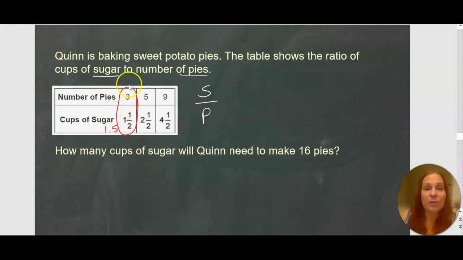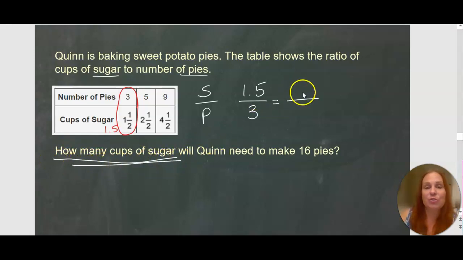Okay, so the value that I was given is 3 pies, so that's going to go on the bottom, is 1.5 cups of sugar. That seems like a really small amount for 3 pies, but we'll just go with it. And 1.5 is going to go on top because that's where I put sugar. In my other ratio, I want to know how many cups of sugar, right? So sugar is my unknown. Will Quinn need to make 16 pies? So 16 goes on the bottom.